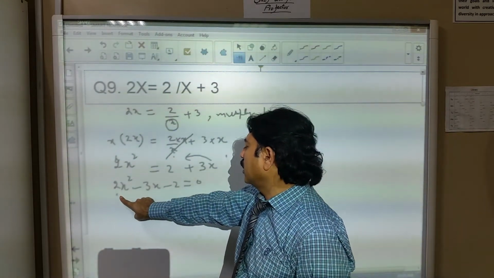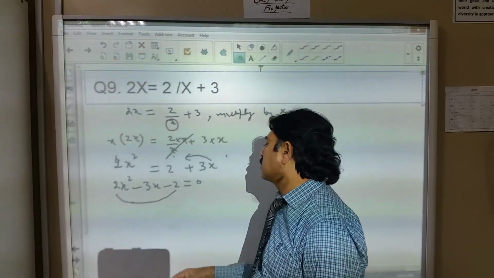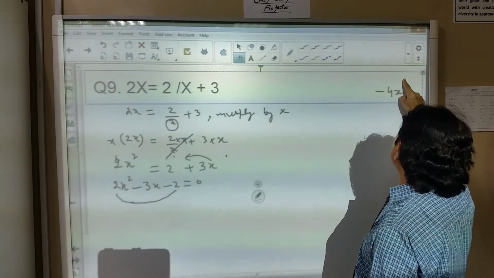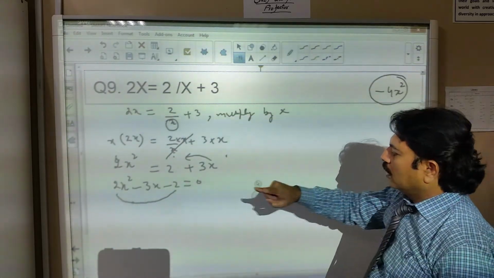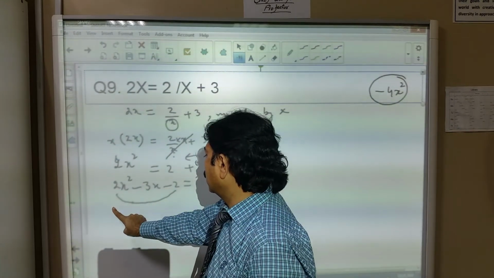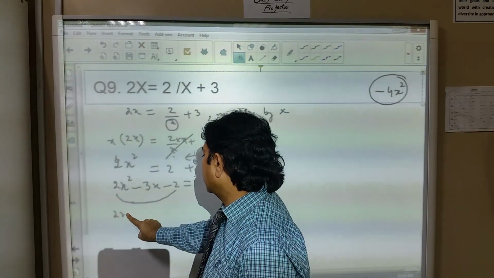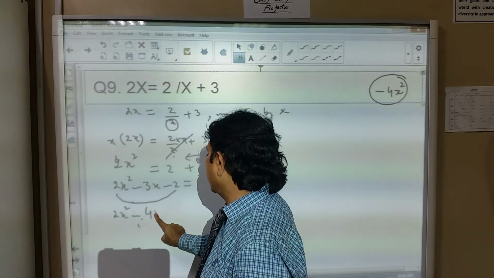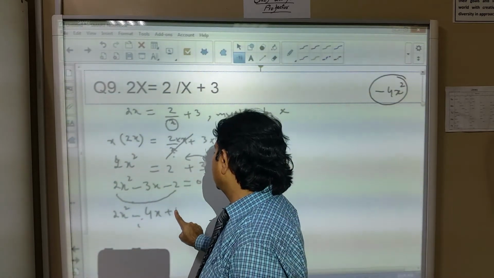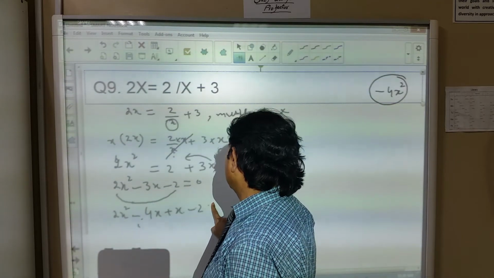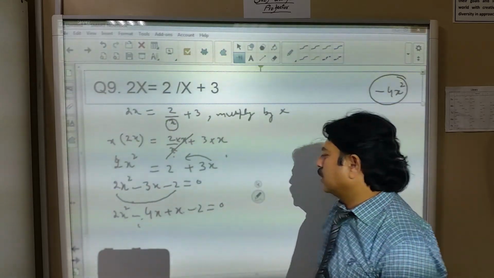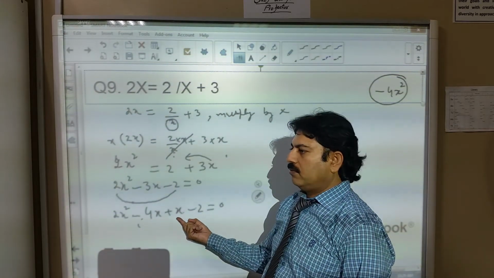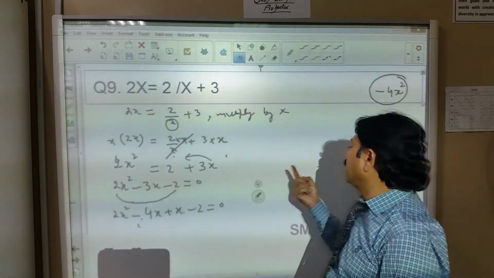Now it is in the standard form. Multiply the first with the last one, the answer is minus 4x square. Write it here, minus 4x square. So you will write it in this way: 2x square minus 4x plus 1x minus 2 is equal to 0. Okay, students, when you multiply minus 4x with 1x, it will be minus 4x square.